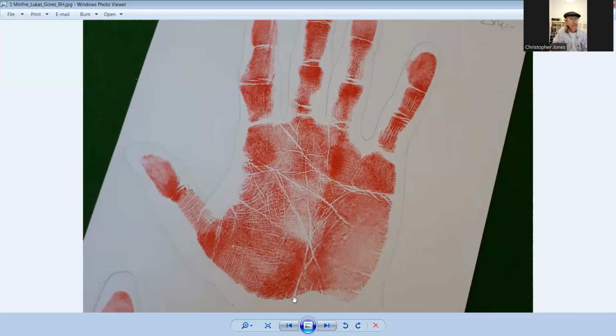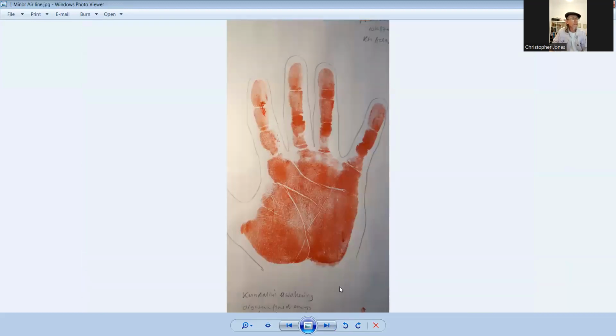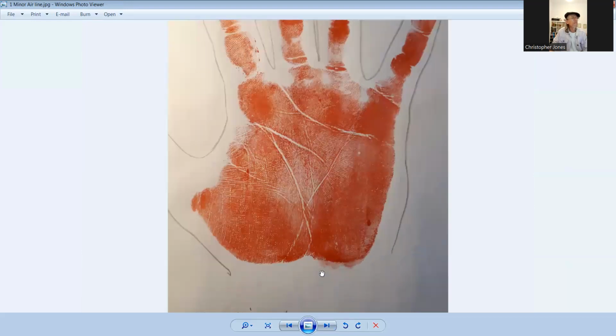But in terms of the secondary lines, you've got a very strong minor earth line and a strong minor fire line. All right. This is the one that we've already been looking at, so nothing further to add to that, except to say this guy's got a major fire line.